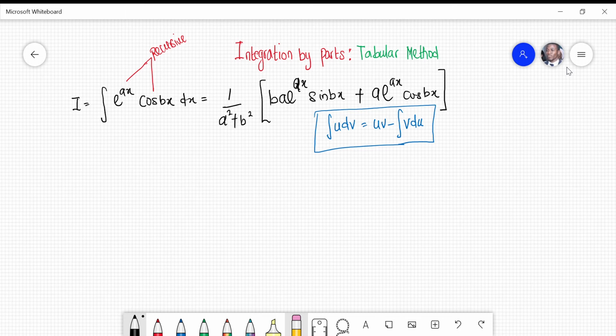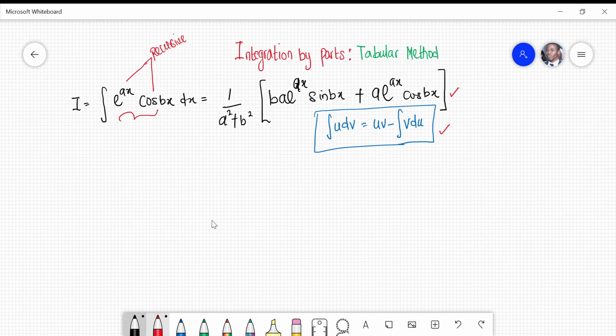Today we'll continue with integration by parts using the Tabular Method. In my previous video, I talked about this recursive integration using the classical method that we know for solving it, and then we arrived at this answer. I encourage you, if you haven't seen it, to check it out. I'm going to attach the link in the description. It's quite long, but it's interesting. Believe me, you're going to like it. So today we'll solve this problem using the tabular method.